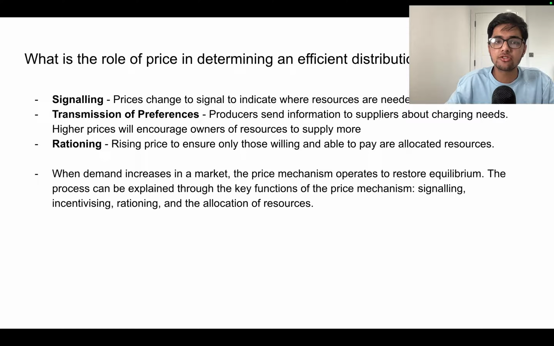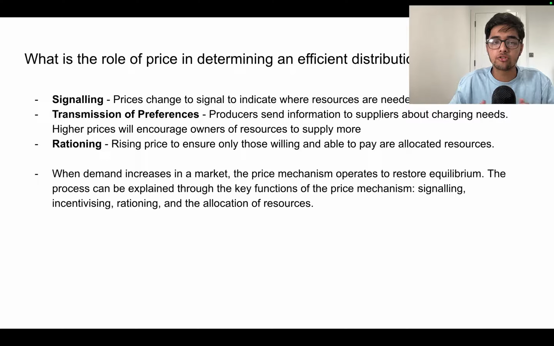Signaling is when prices change to indicate where resources are needed. Transmission of preferences is when consumers send information to producers about changing needs. Higher prices will encourage owners of resources to supply more, because of the profit motive, they want to gain more profit.